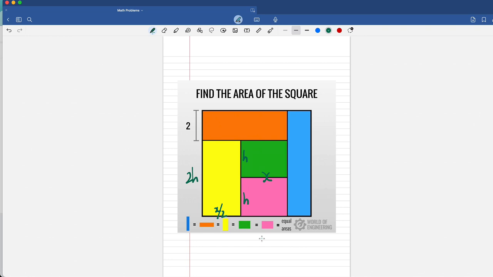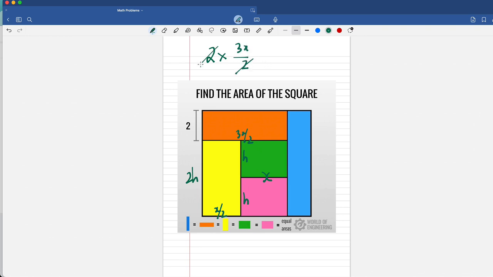Okay, now let's come to the orange one. Between orange and all the others, you'd see that the breadth of the yellow plus the breadth of the green and pink together is the breadth of the orange one, which means x by 2 plus x, which is 3x by 2, is the breadth of the orange rectangle. So now let's calculate the area, which is nothing but 2 times 3x by 2.